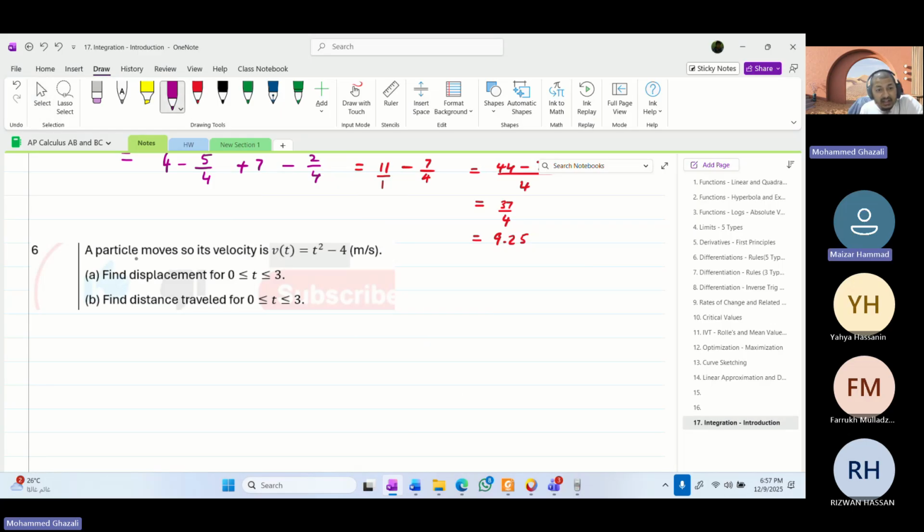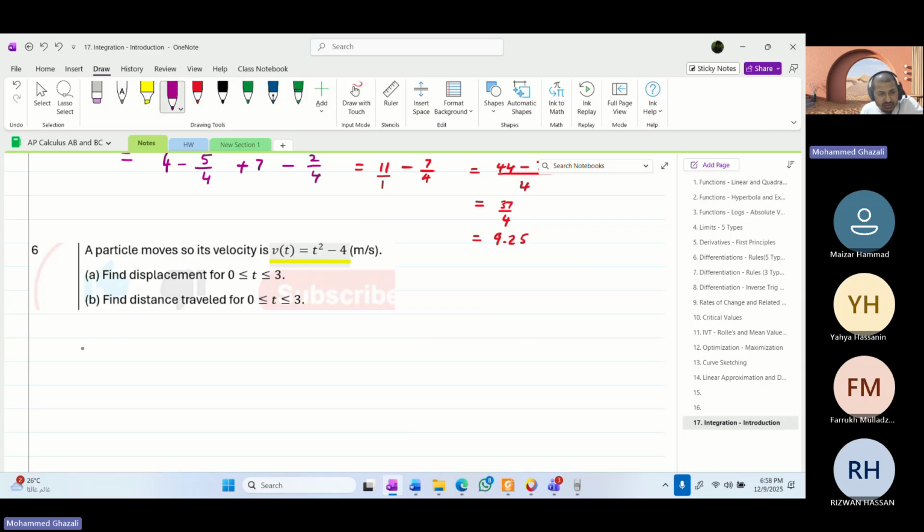All right, guys. A particle moves, so its velocity is, what is this? Velocity function, right? It's particle physics, all right? So that's a velocity function. If I integrate a velocity, I get displacement. Remember what I told you. If you differentiate displacement, you get velocity. You differentiate change in velocity over change in time, that is acceleration. If you integrate acceleration, you get velocity. If you integrate velocity, you get displacement. So find the displacement from 0 to 3.